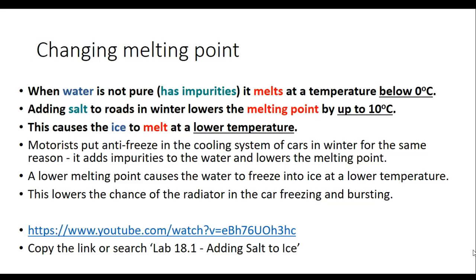Adding salt to the roads as an impurity lowers the melting point of the water, which causes the ice to melt at a lower temperature.